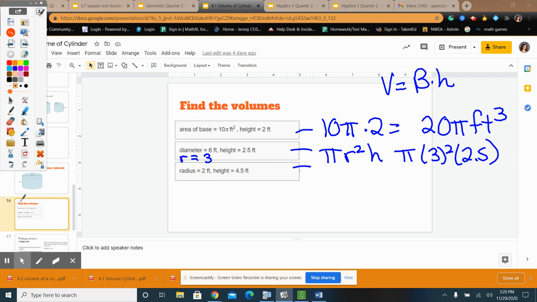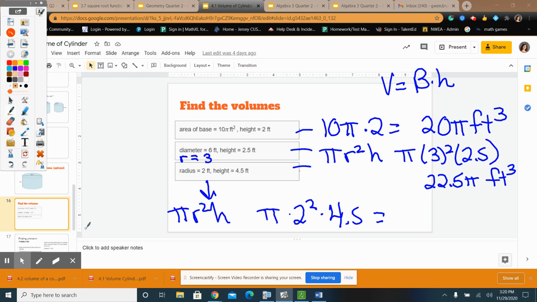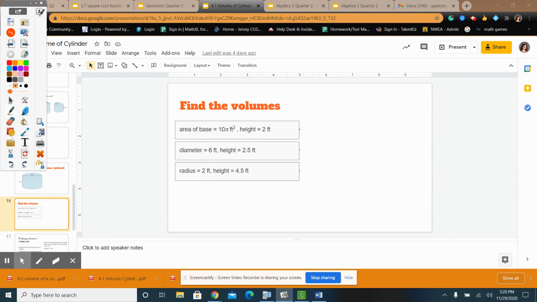And I can give an exact by taking 3 times 3, which is 9, times 2.5, which is 22.5 pi feet cubed, or you could type it into your calculator and get an approximate. And then this last one, we're going to do the pi r squared h. They give you the radius, so it's pi times 2 squared times 4.5. So that will be 4 times 4.5. Now, if you're good at your calculator, you could also change that one to a fraction earlier. I should have told you that, but I didn't. And that's going to be 18 pi feet cubed. Those are all the exacts. You can do approximate if you want.